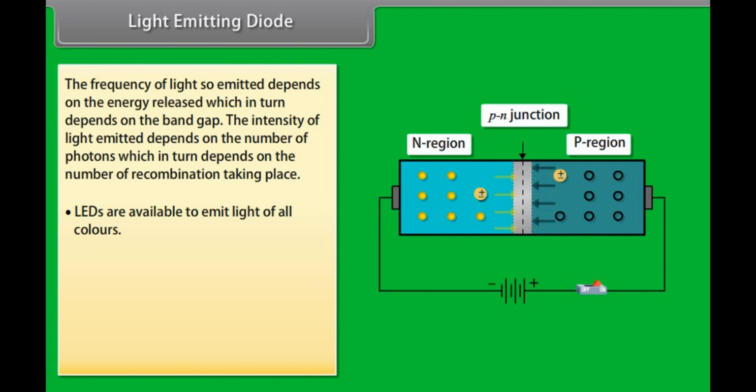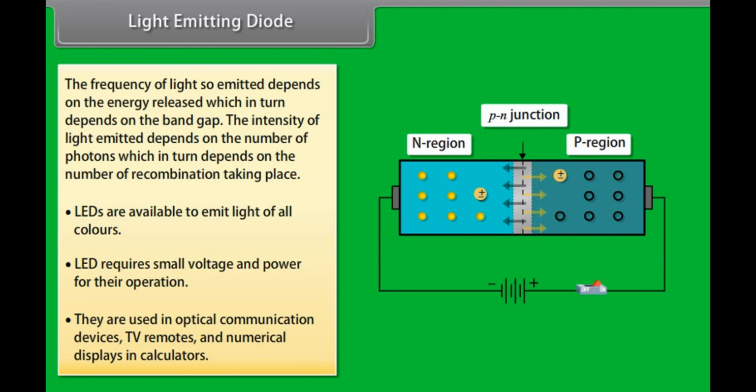LEDs are available to emit light of all colors. LEDs require small voltage and power for their operation. They are used in optical communication devices, TV remotes, and numerical displays in calculators.